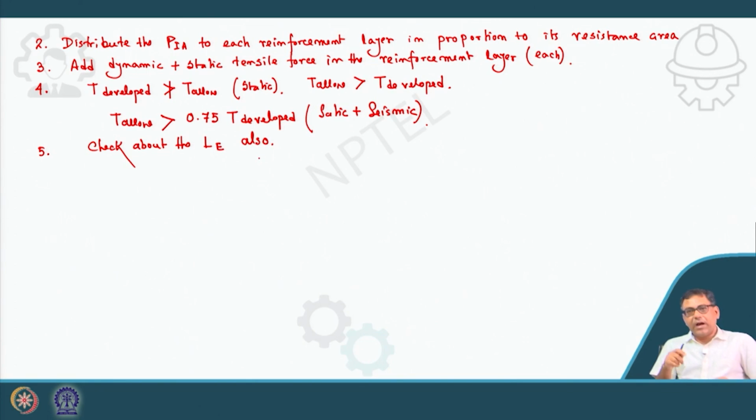That means, initially LE is designed for the static condition. Now if you take static and seismic, then check whether the amount of LE being provided is sufficient or not. That also you have to provide the anchorage length. So, this is for the internal stability part. Now, I will discuss the external stability part.